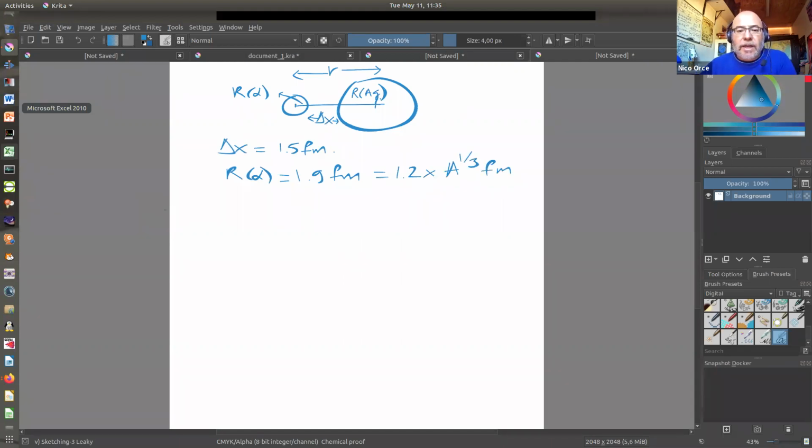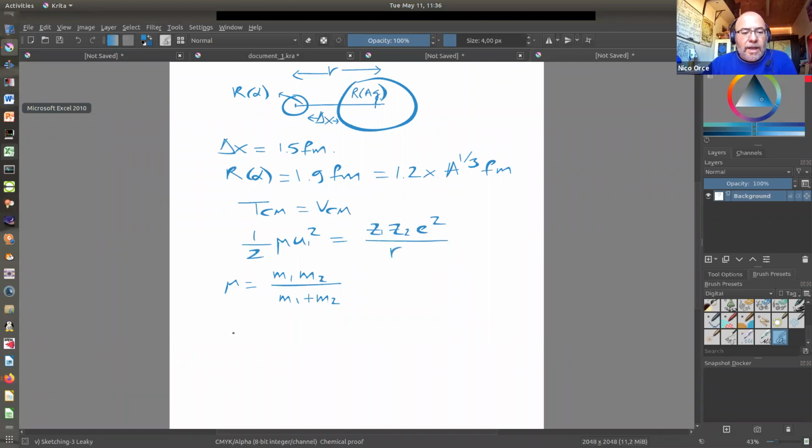And now we apply conservation of energy in the center of mass frame. T center of mass is equal to V center of mass. And T center of mass is 1/2 mu initial velocity squared. And mu is the reduced mass, which is m1 m2 over m1 plus m2. And this is equal to Z1 Z2 e squared over R, where e squared, I'm going to give you another hint, is 1.44 MeV Fermi. Right. So this is reduced mass.